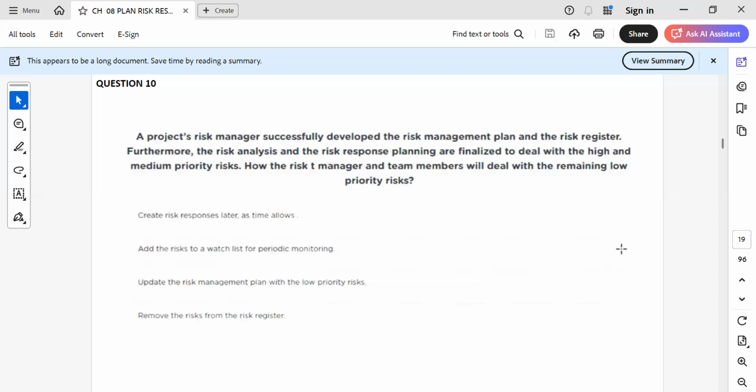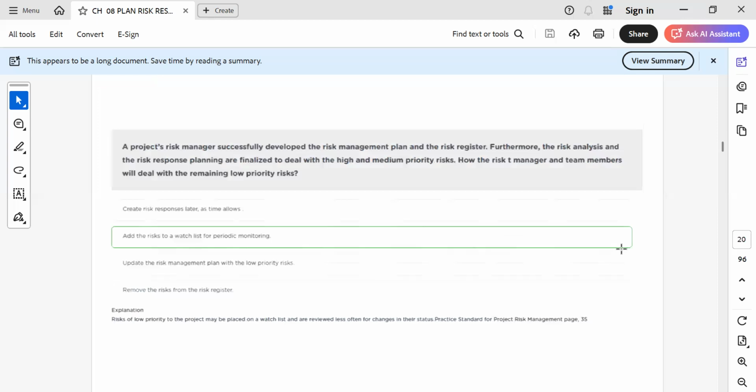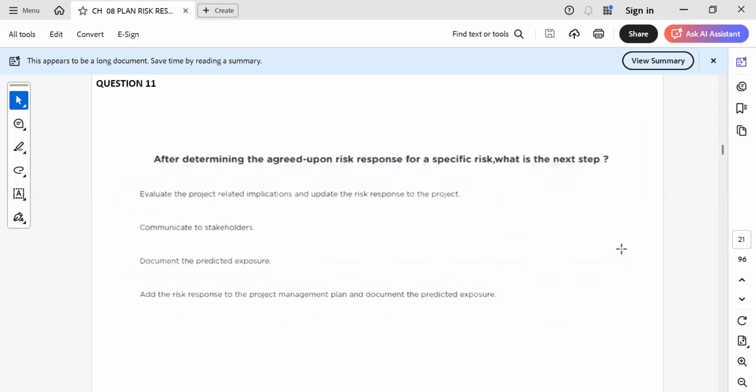A project risk manager successfully developed the risk management plan and the risk register. Furthermore, the risk analysis and the risk response planning are finalized to deal with the high and the medium priority risk. How will the risk manager and the team members deal with the remaining low priority risk? So watch list, because it is the remaining risk. I can go with the option of watch list.